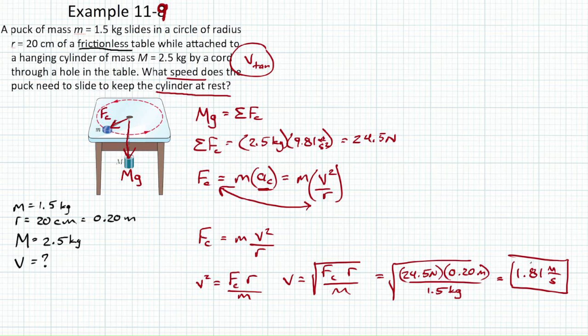Now again, that comes from the fact that we set the weight of the object in the middle equal to the centripetal force of the object spinning around. If they're equal, that means that the cylinder won't slide down or come up. It's perfectly balanced with the centripetal force of the spinning puck. So that's the supposition that we started with here. The rest of it was simply using equations that we've known from our notes.